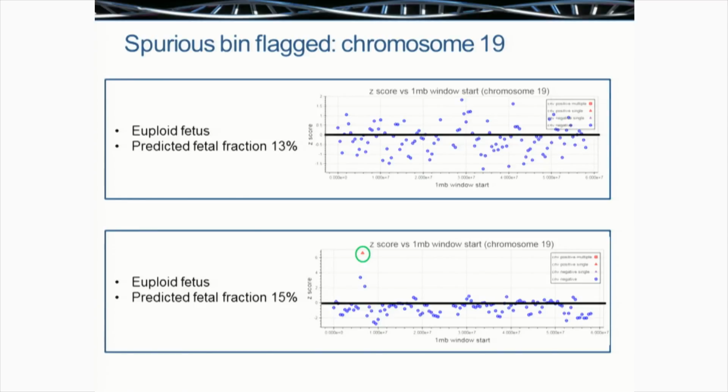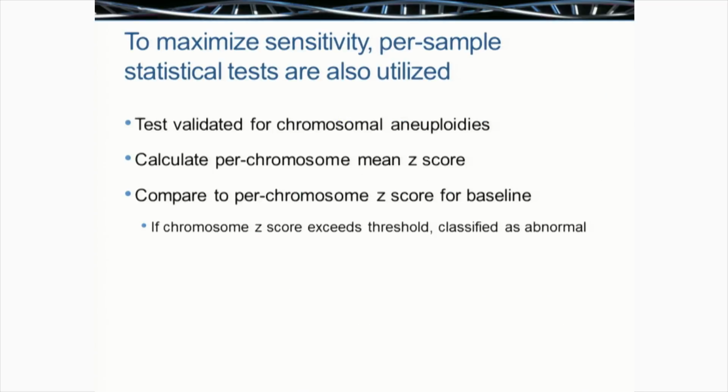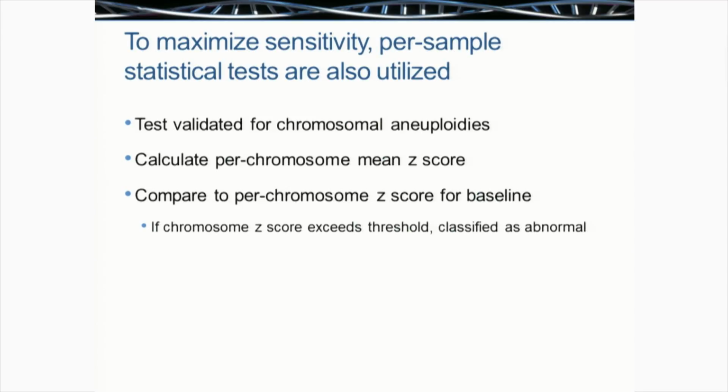So what we quickly noticed, though, was that using this Z-score of plus or minus 4 is insufficiently sensitive. So to maximize sensitivity, we also needed to do a per sample statistical test. And for this, again, we're looking at chromosome aneuploidies. So we're starting with what has the highest clinical utility. And so we look across that entire chromosome for all of the chromosomes, not just those that we're going to call aneuploidy for. And we determine the mean Z-score for the whole chromosome. And then we compare that chromosome to, on a per chromosome basis, what's in our baseline.